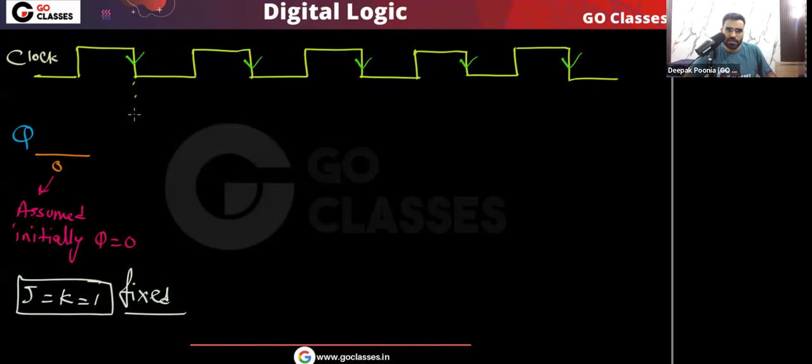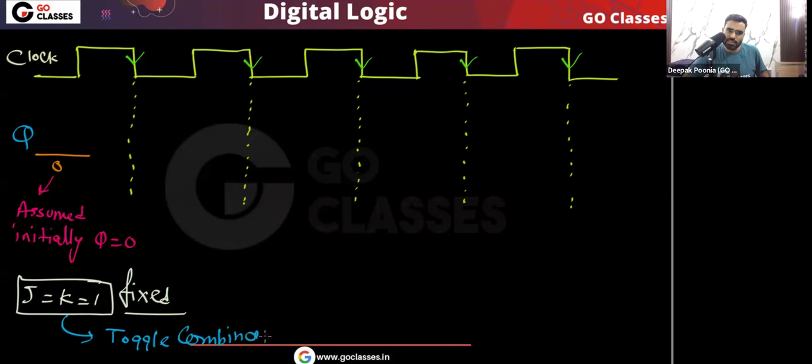Now you can see these are the falling edges, and we already know that the JK flip flop given to you is negative edge triggered. So it means that on these falling edges, the JK flip flop will respond to the inputs, correct? And remember JK equal to 1 1 is fixed, and you can see that this is the toggle combination.